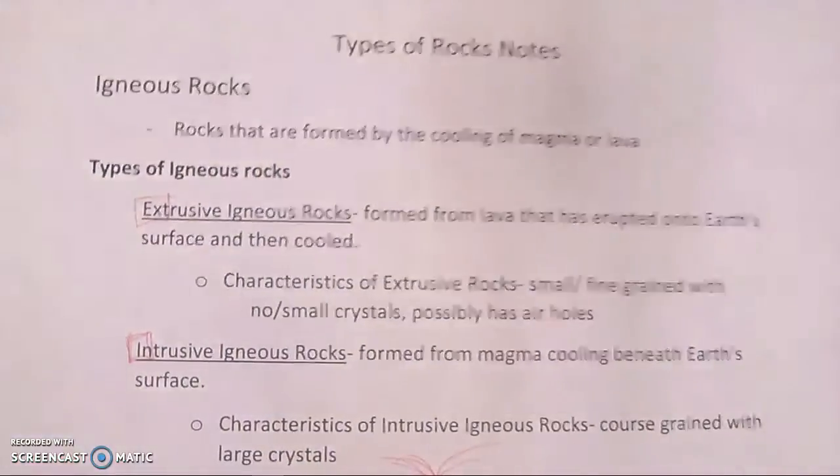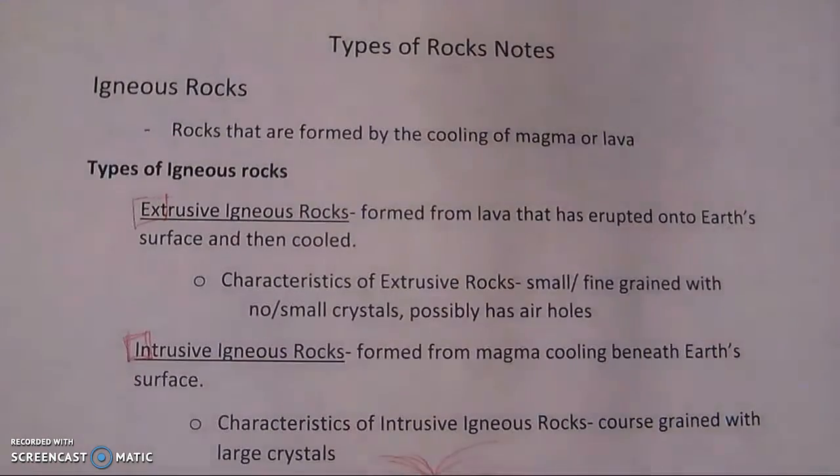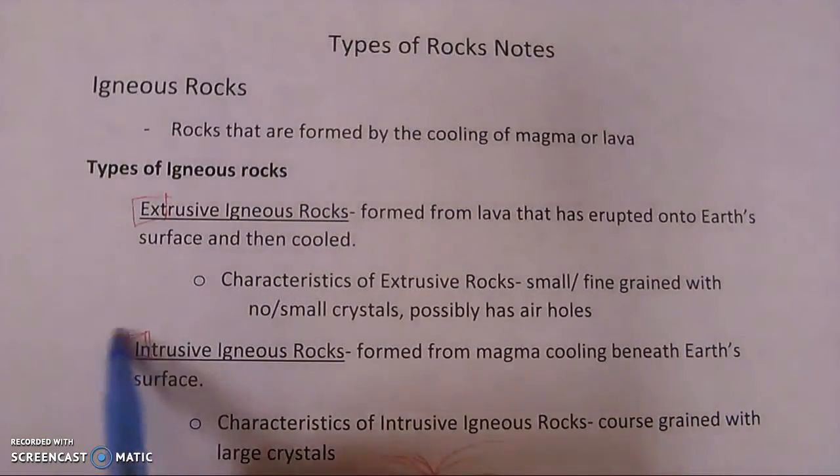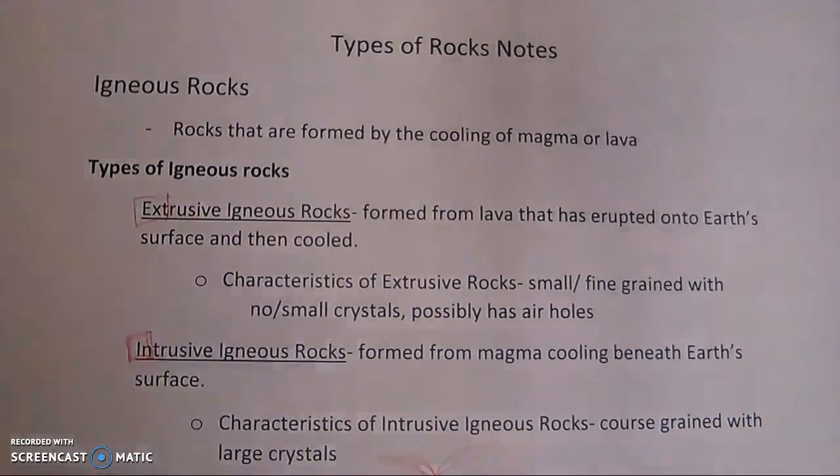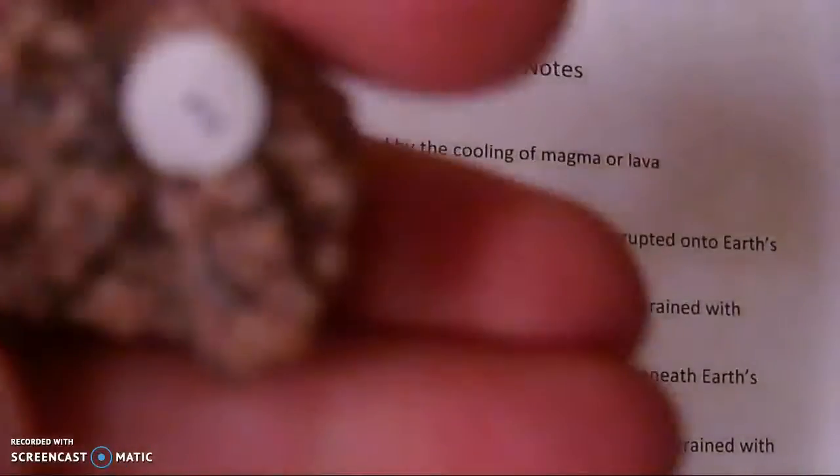Okay, looking at intrusive igneous rocks. They're formed from magma cooling beneath Earth's surface. Looking at the word intrusive, the word in is in that word, so think inside the earth. Characteristics of an intrusive igneous rock are that they're coarse-grained with large crystals. They have a lot of time. They cool much slower than extrusive rocks, so they form a large crystal structure.